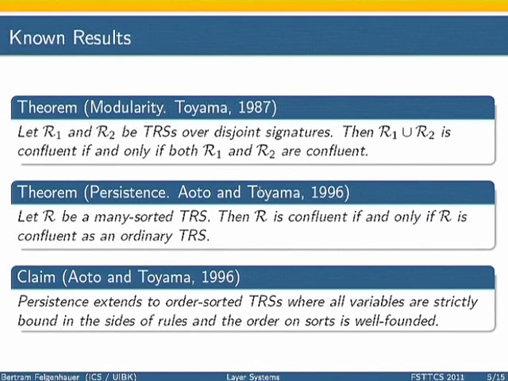So why is this interesting? Well, consider this TRS where we define the difference of two numbers by saying that the difference of the successors of two numbers is the difference of the two numbers, and the difference of x and 0 is x. And the difference of 0 and x is 0. And if we take the difference of two equal numbers, then that is also 0.